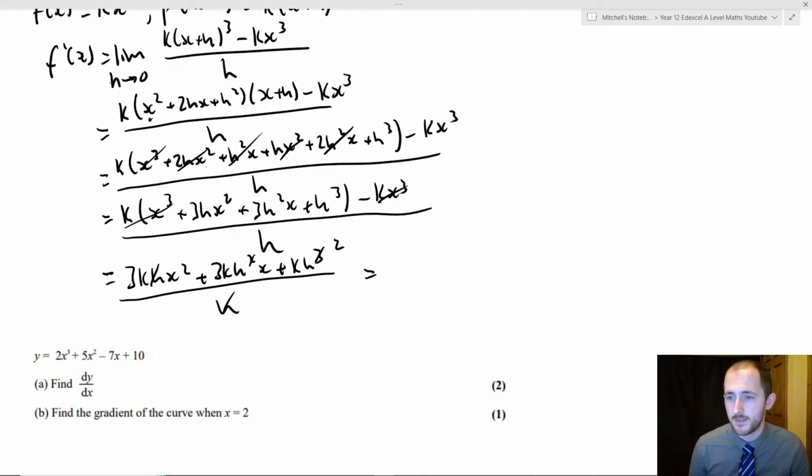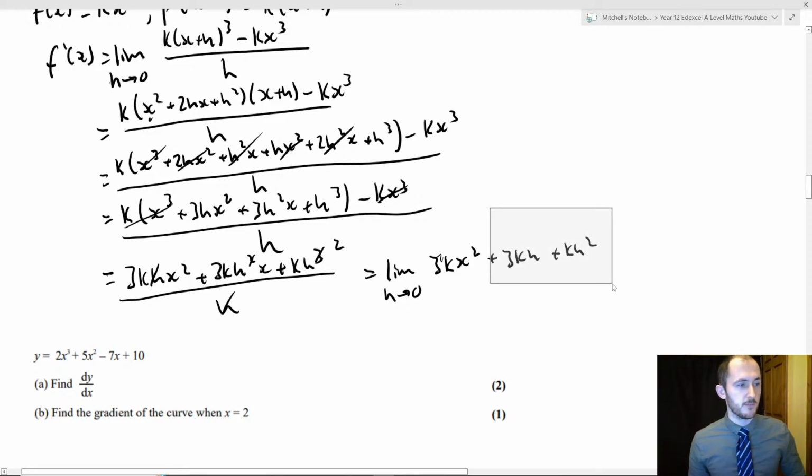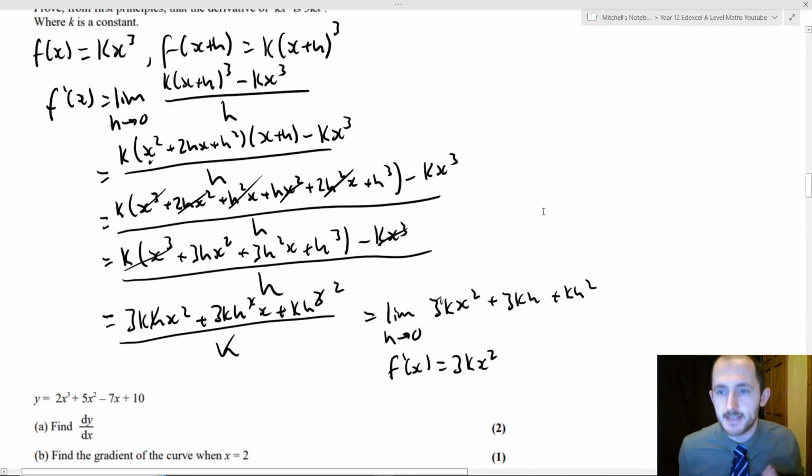And we're left with, finally, as h tends to 0, 3kx squared plus 3kxh plus kh squared. And once again, if I take the limit as h tends to 0, these last two terms will go to 0 because we're multiplying by a smaller and smaller number. So all we will have when we have f prime of x is simply 3kx squared, as we've shown before.